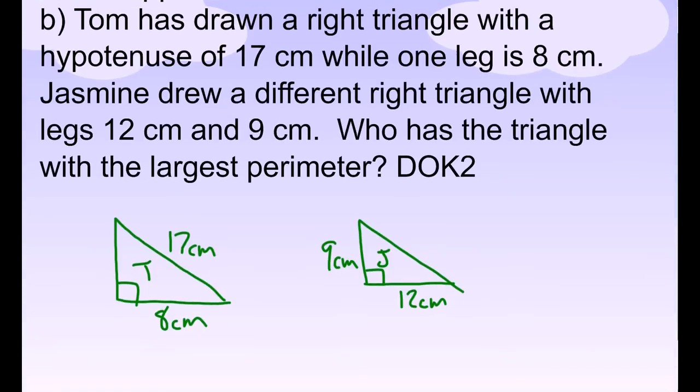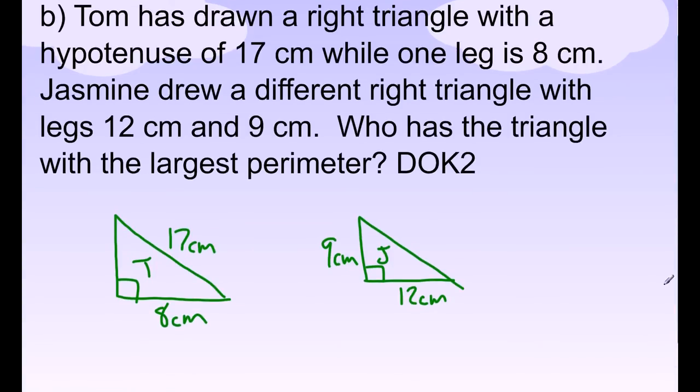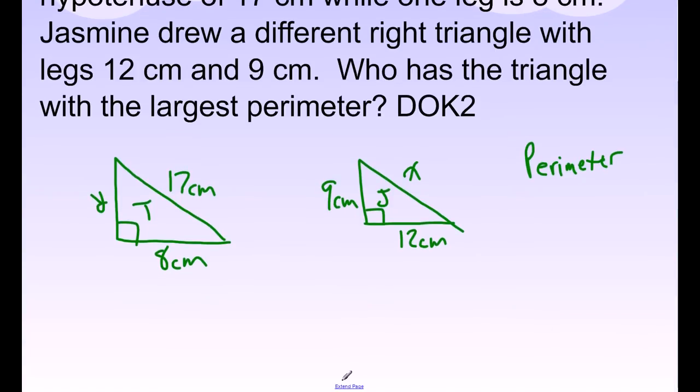Alright, so let's think. I have to find out who has the largest perimeter. To find perimeter, I need to know how big each side is, because perimeter is you add up all the sides. So I need to find the missing pieces of my triangles. Let's do them one at a time.